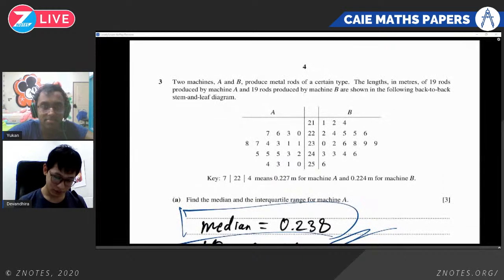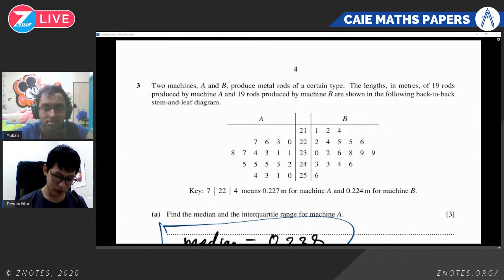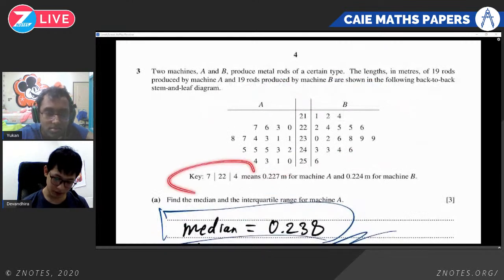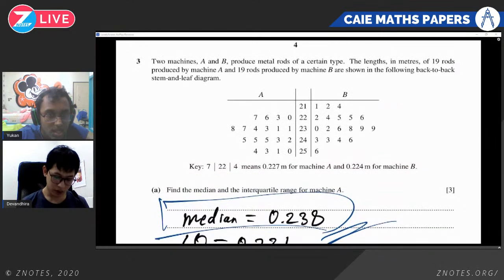Next question. It's a stem and leaf diagram. Two machines A and B produce metal rods of a certain type. The length in meters of 19 rods produced by machine A and 19 rods produced by machine B are shown in the following back-to-back stem and leaf diagram. So we have the stem and leaf here, and here's the key. We're asked to find the median and the interquartile range of machine A, just machine A.